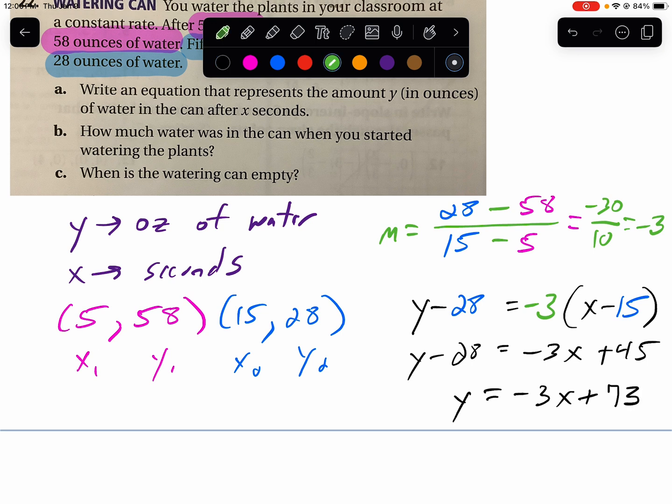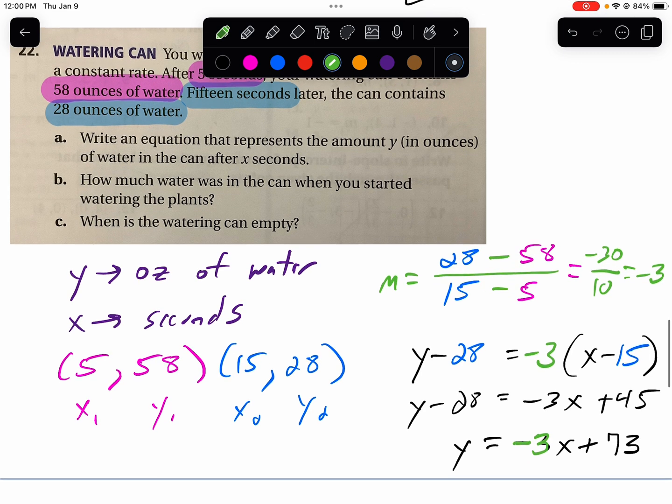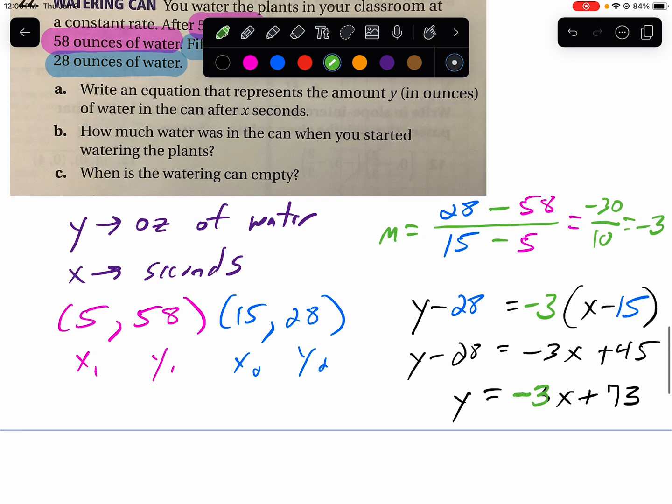Okay, well, we know this is our slope. Now think about this in terms of what we're talking about. If it's y over x, that's ounces of water over seconds, right? So negative 3 ounces of water per second. So this is something draining, right? So we're watering plants, so a watering can, yeah, so it makes sense that's going to be a negative, right? Because that's going to be pouring out of there. So negative 3 ounces per second. So that's basically the speed that water is pouring out of there.